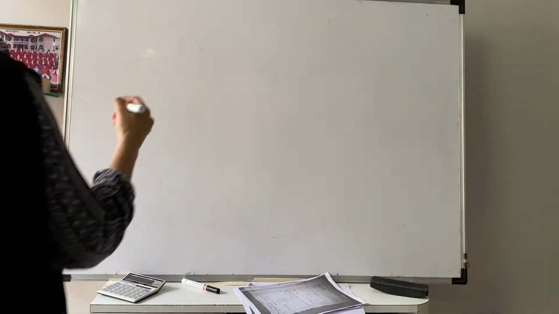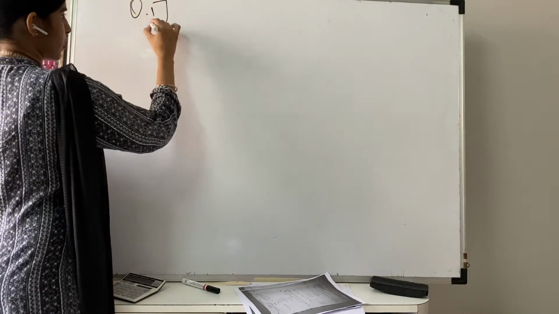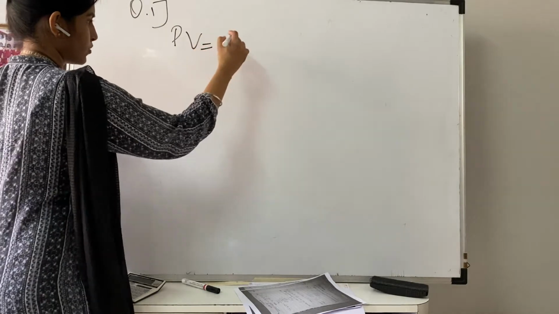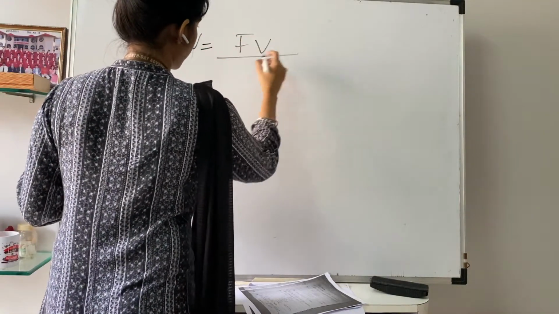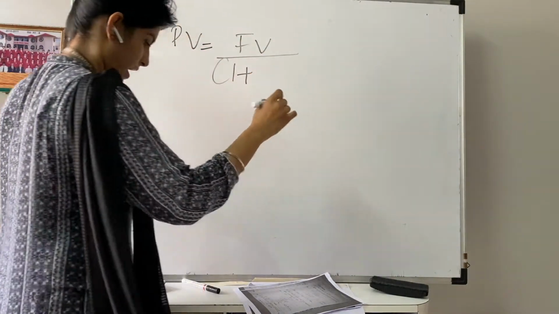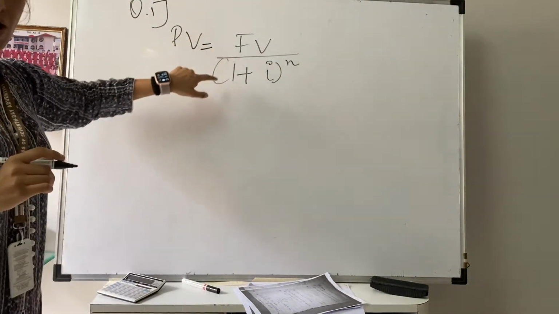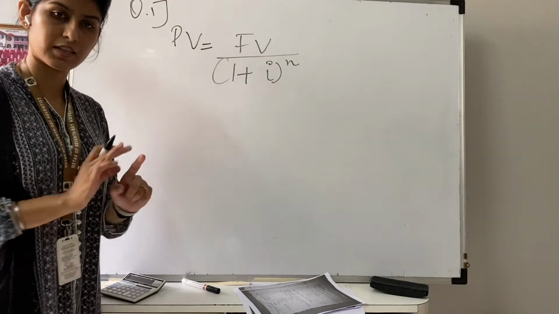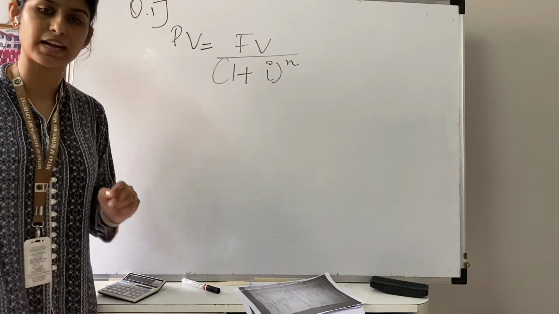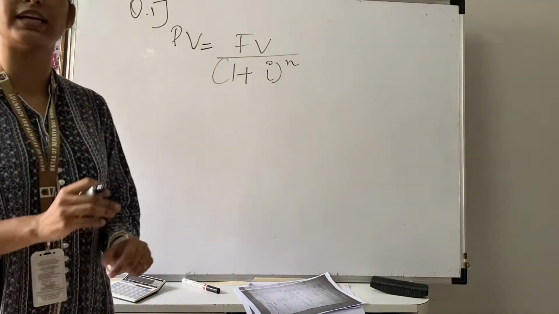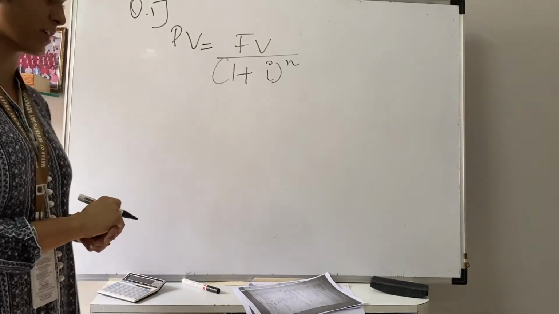Okay, starting with the formula. Your present value is equal to your future value upon 1 plus i raised to n. The sums are very easy. The thing is that you should look at the logbook carefully and you should study the formulas carefully.